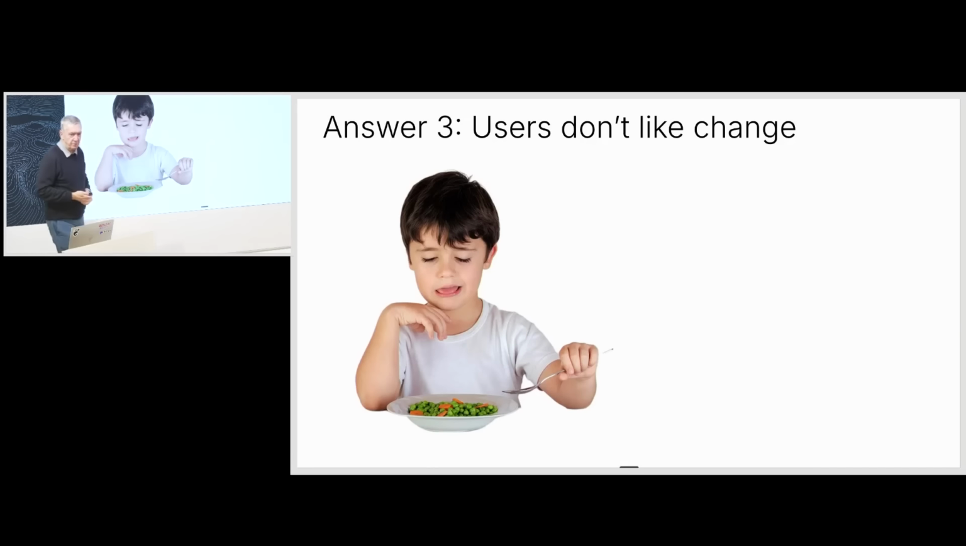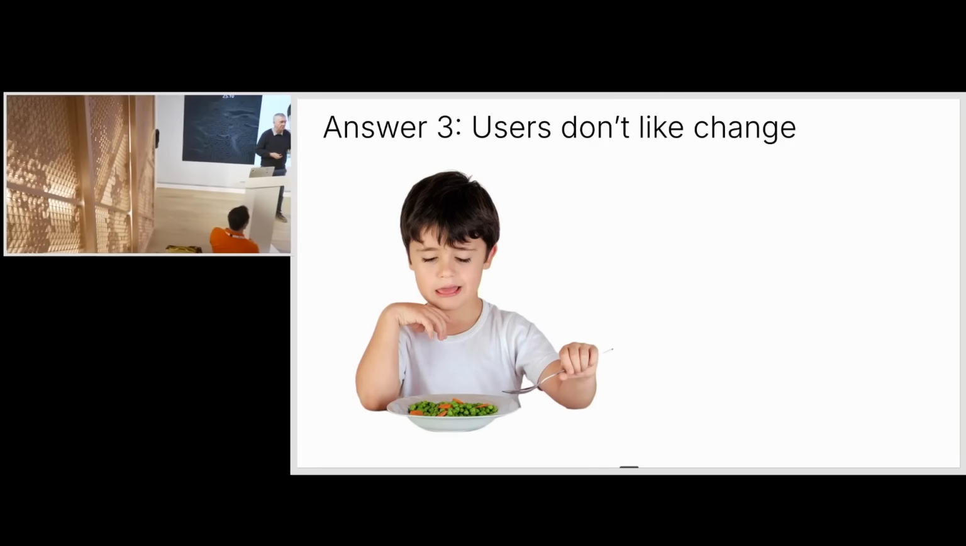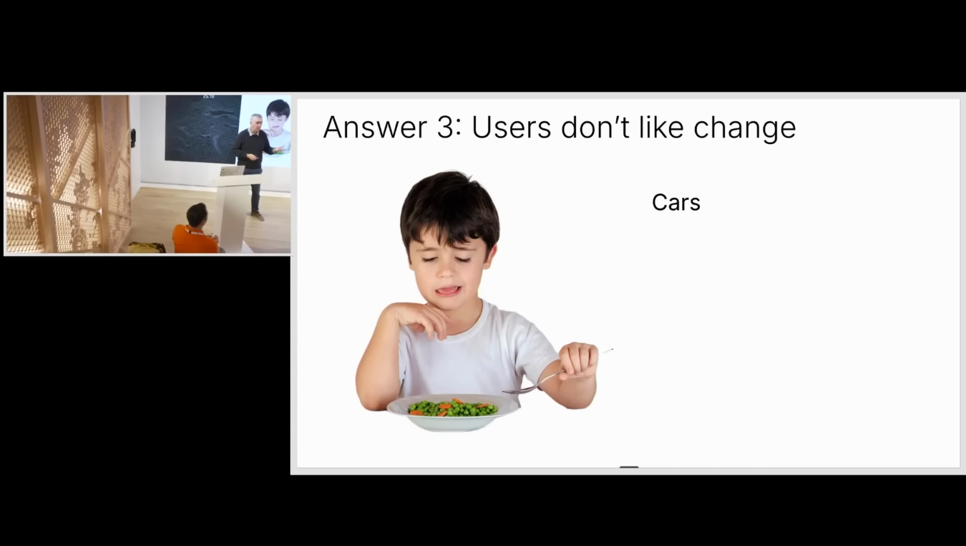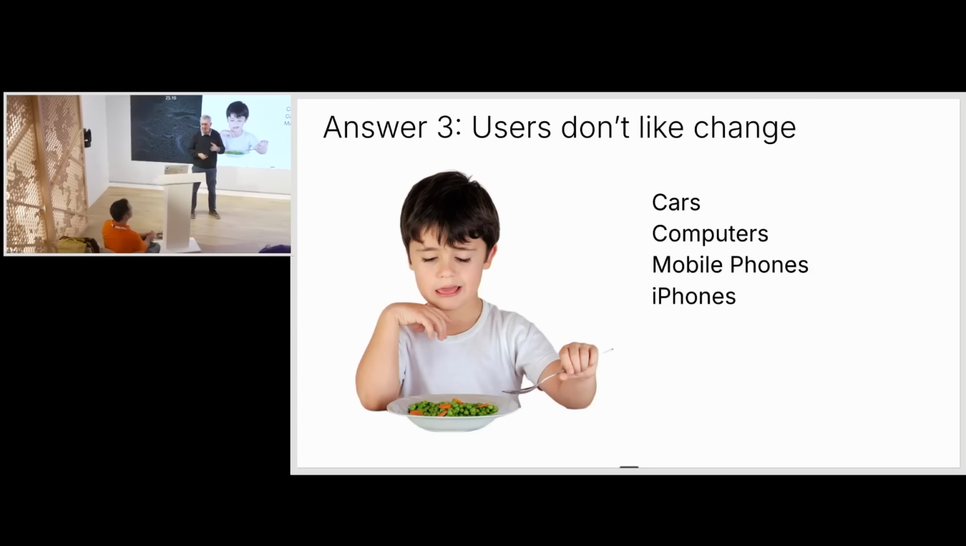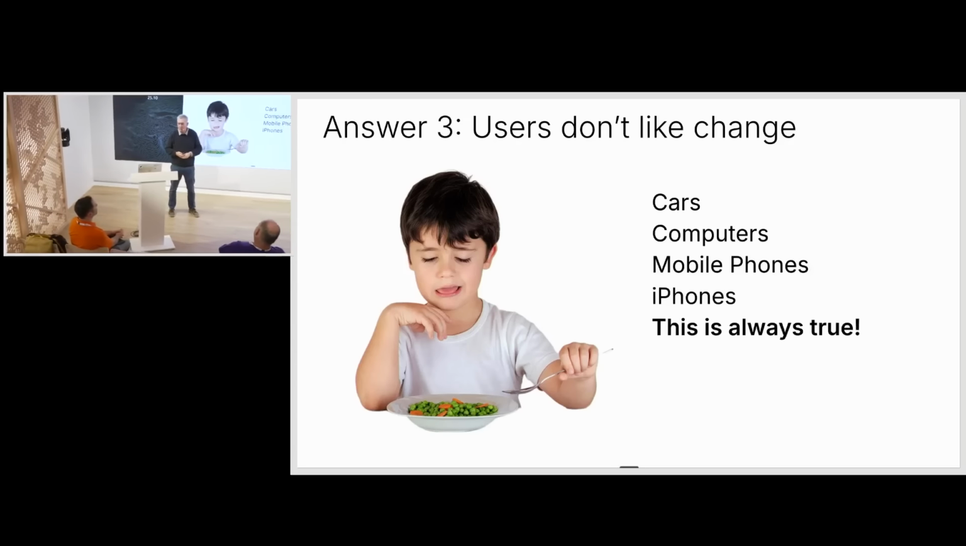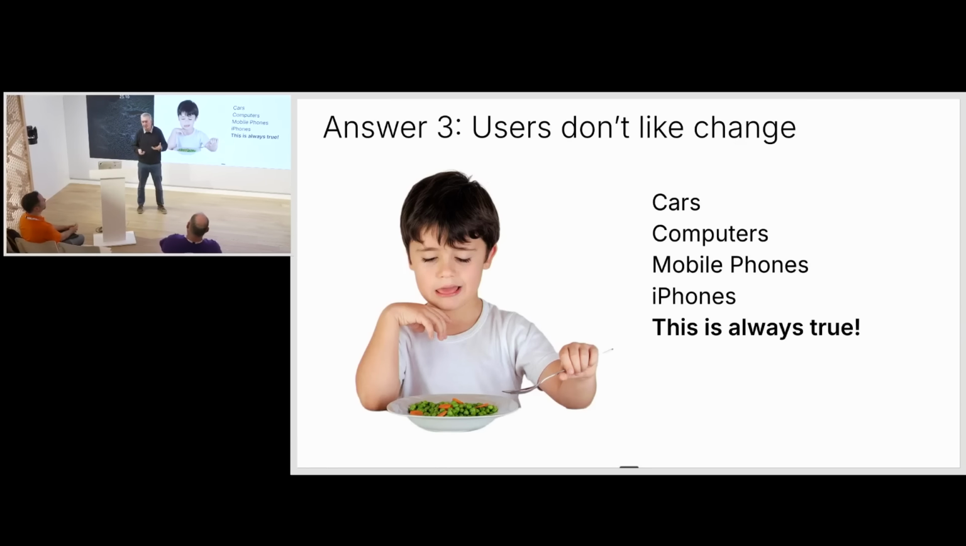The third answer is that users just don't like change. And of all these 3 things, this is the one I agree with the most. Of course they don't like change, but they didn't like cars. They didn't like computers. Users didn't like mobile phones. And believe it or not, they did not like iPhones when they first came out. Users always don't like change. So that's not controversial. The issue is, what do you do about it? How do you roll it out in a way that is sensitive and doesn't freak them out and can be done slowly? So this is an important point, but not something we do easily.